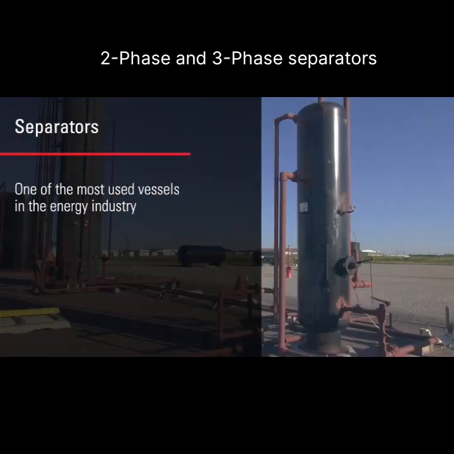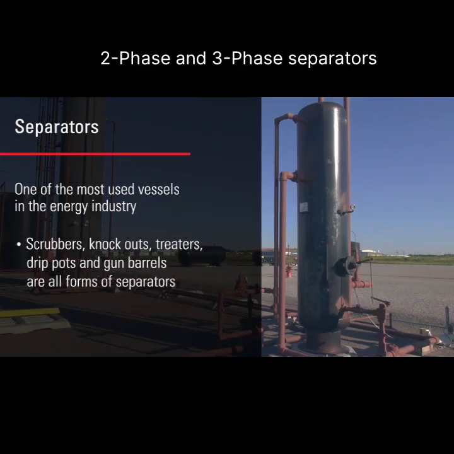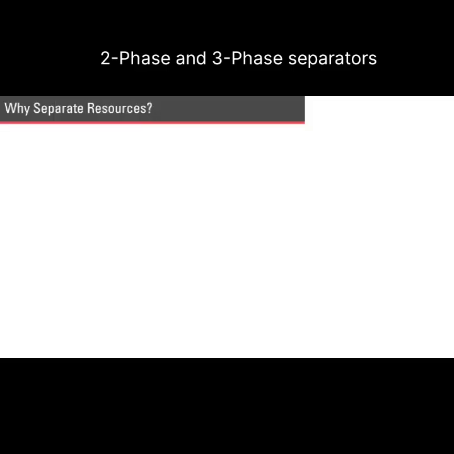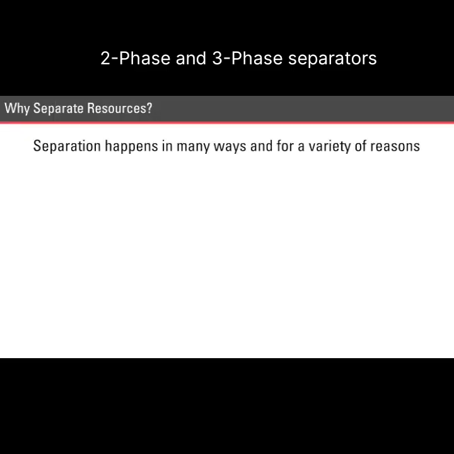Separators in one form or another are the most used vessel in the energy industry. Scrubbers, knockouts, treaters, drip pots, and gun barrels are all forms of separators. Separation happens in many ways and for a variety of reasons.